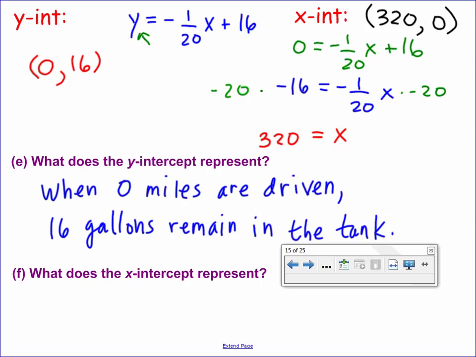Brady and Adam, what did you guys say? Oh, you said that when you drive 320 miles, there's 0 gallons remaining in the tank. Raise your hand if you had a similar interpretation. Great job. Let's go ahead and write it down. Thank you. That's perfect.